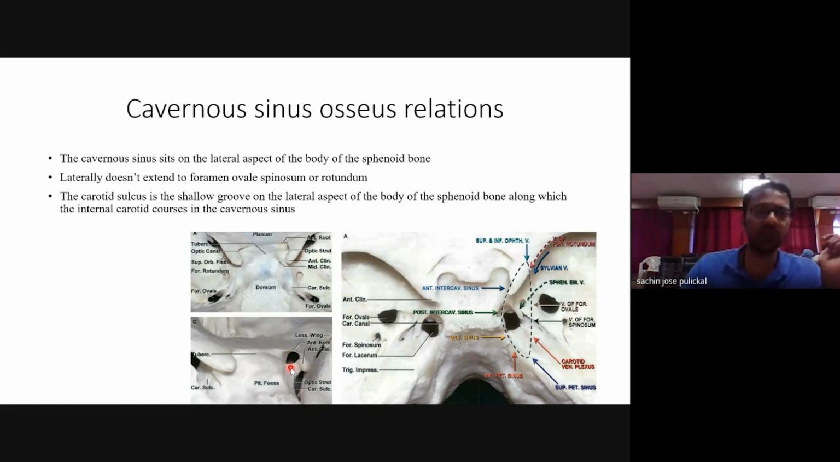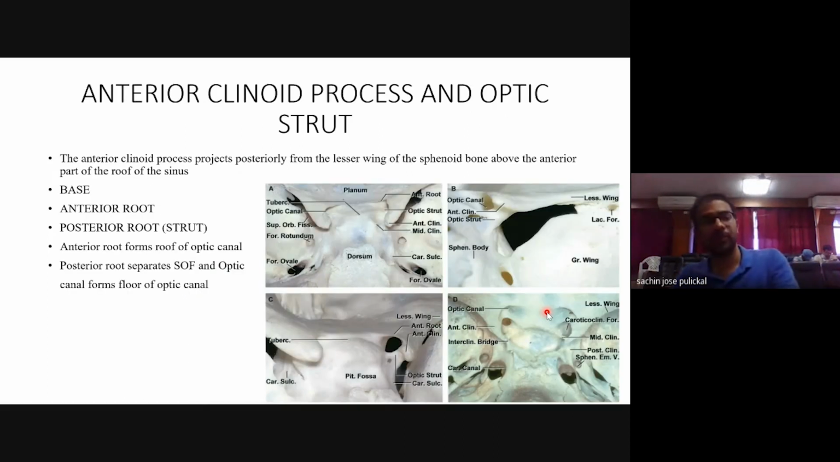And on the roof of the cavernous sinus, you have the anterior clinoid process, in the anterior part of the roof. One more osseous relation is that the foramen ovale and foramen spinosum are situated lateral to the cavernous sinus. Okay. Coming to the anterior clinoid process and optic strut.